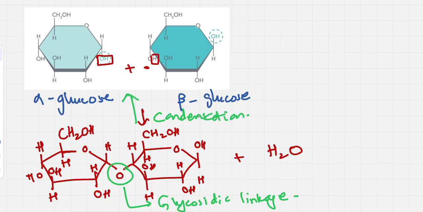The opposite of condensation reaction is hydrolysis. Hydrolysis is a reaction in which a water molecule is added and then this bond would be broken and then OH and OH would be formed back. Got it everybody?